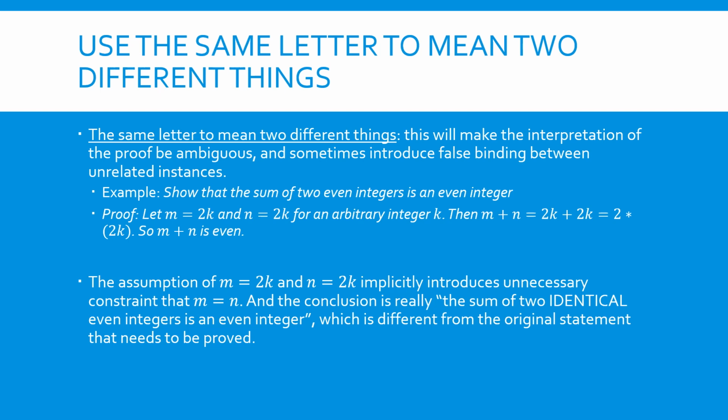The issue of this proof is that it used 2k to represent both m and n. In this case, it implies that m and n are two identical even numbers. With this constraint, the two particulars m and n are not generic anymore. What this proof has actually shown is that the sum of two identical even integers is an even integer, which is different from the statement we want to prove.